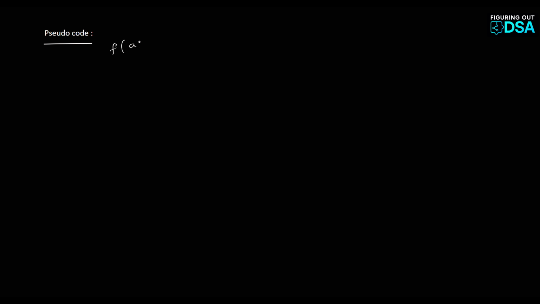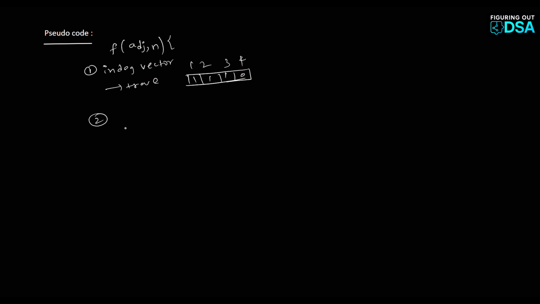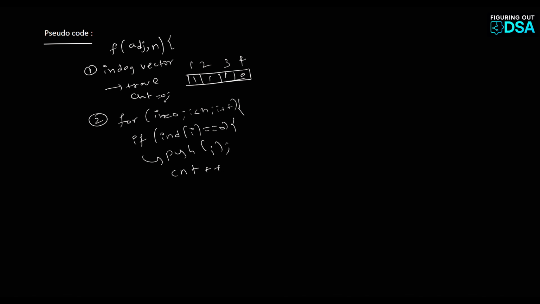So we'll call the function with the adjacency list and number of nodes. And then what we have done first: we have figured out the integrity vector. Traverse the graph and find the integrity vector. And next step, we have pushed all the nodes where the integrity is 0. In order to push all the nodes with integrity 0, we need to traverse through the integrity vector. If we find the integrity of any index as 0, then we directly push it into the queue. And we'll also declare a variable count and initialize it here.